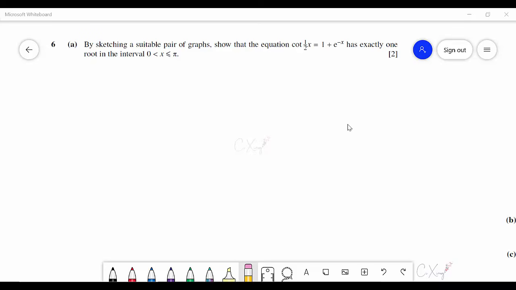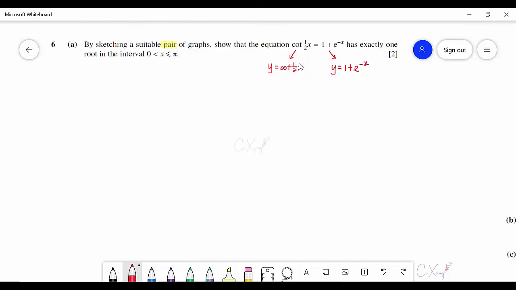Okay, so we come to question number 6. Part A, they want you to sketch a suitable pair of graphs. So you can see very clearly that they want you to sketch two graphs, a pair of graphs, to show that the equation has exactly one root in this interval. The first graph is y equals cotangent half x, and the other one is y equals 1 plus e to the negative x.